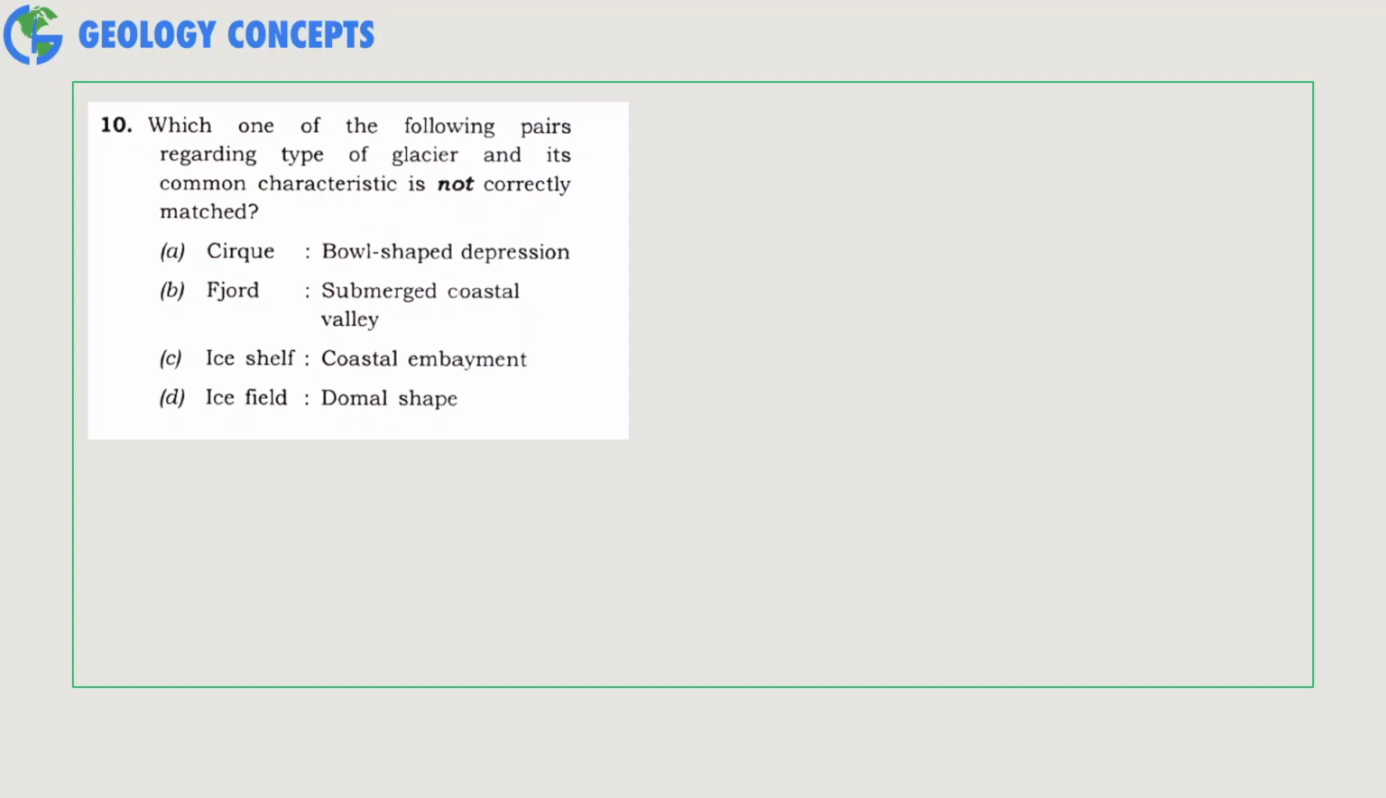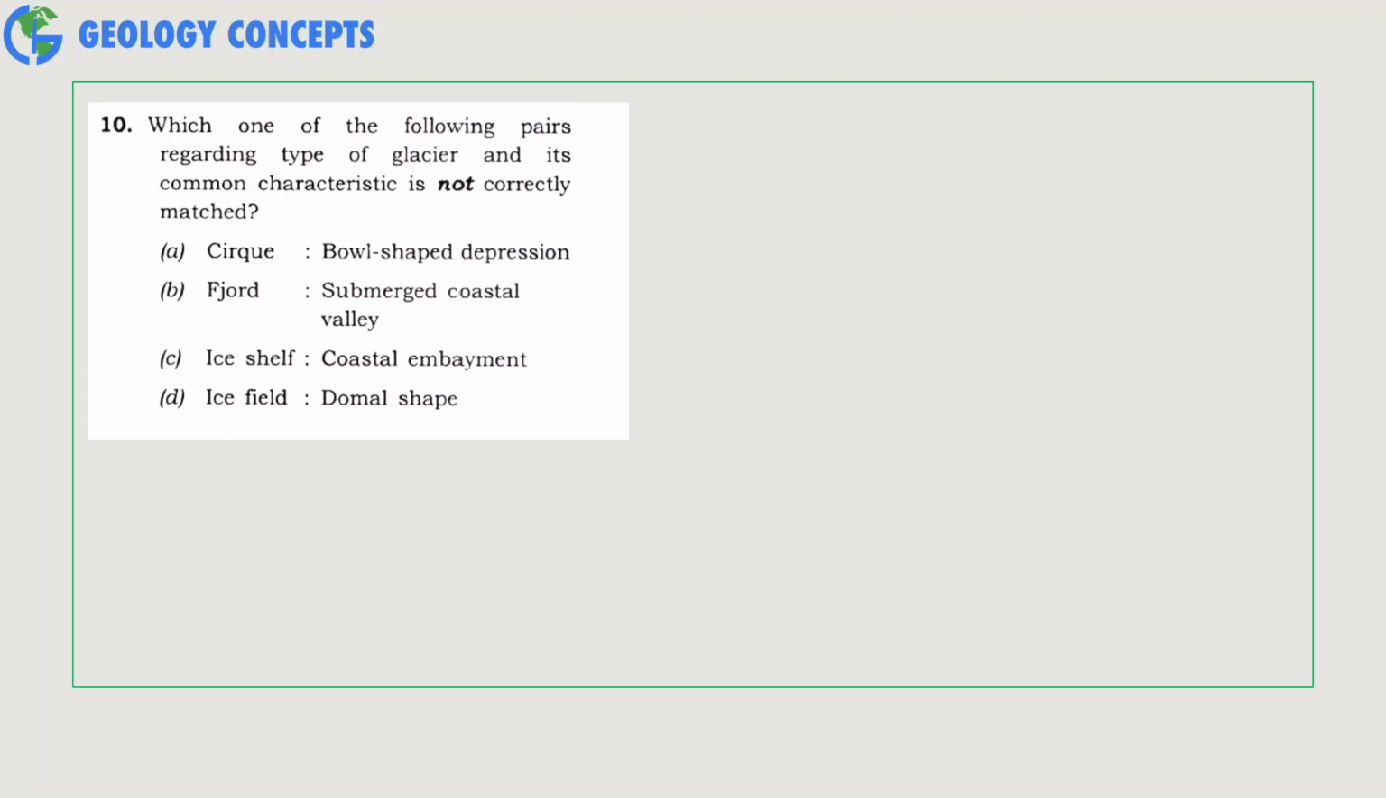Which one of the following pairs regarding type of glacier and its common characteristic is not correctly matched? Not correctly matched. So if you see the above matches, cirque and fjords are correctly matched. Cirque is a bowl-shaped depression and fjords are submerged coastal valleys. Let's look at option C.